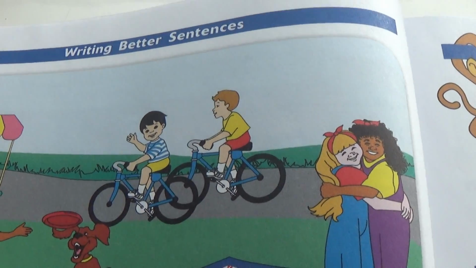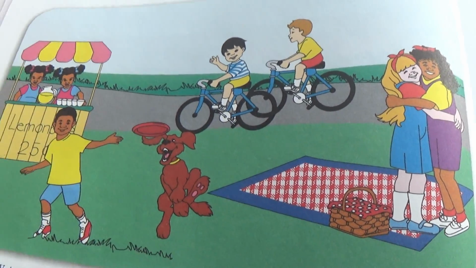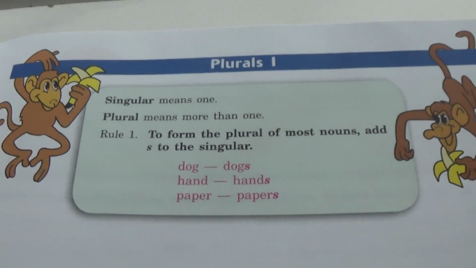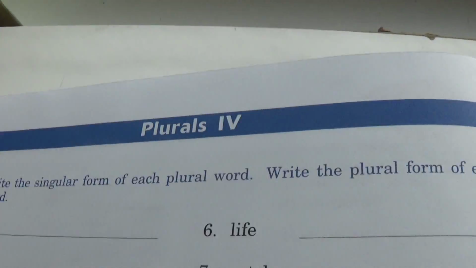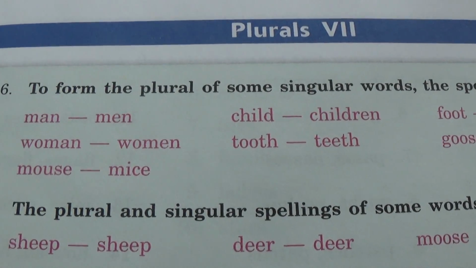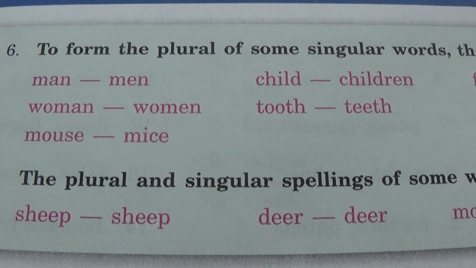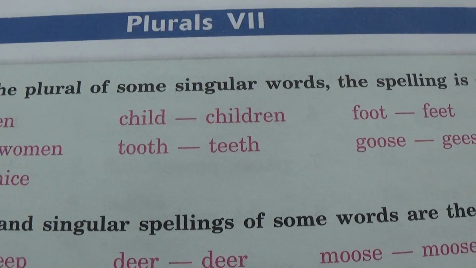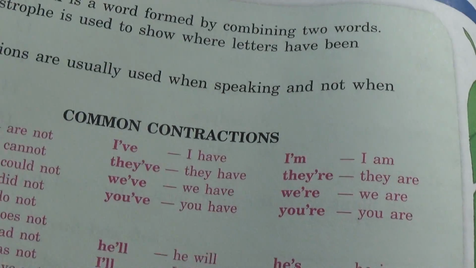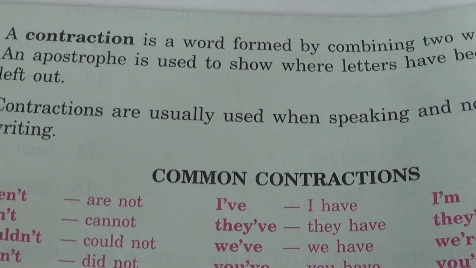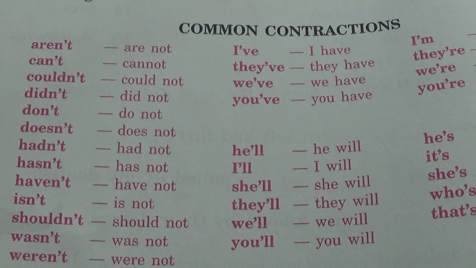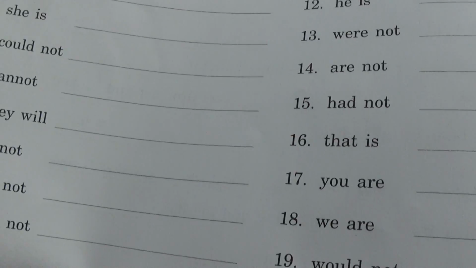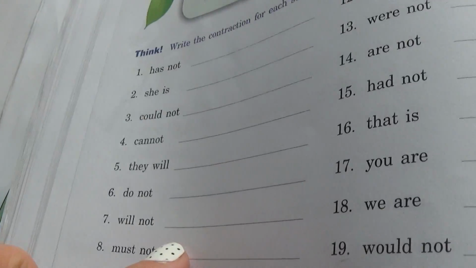Here's another writing better sentences, write about this picture here. Here we have plurals, and then we had other rules on plurals like adding the es. And then some of the words like man to men, woman to women, mouse to mice. So there were certain words like that she had to learn about, all of the different ones. And we did contractions. We had a list of common contractions, and we did some exercises with that, how to write the correct ones.